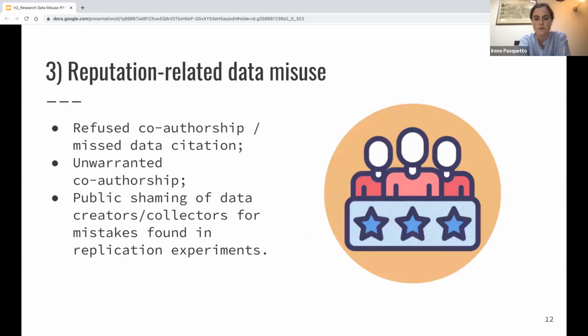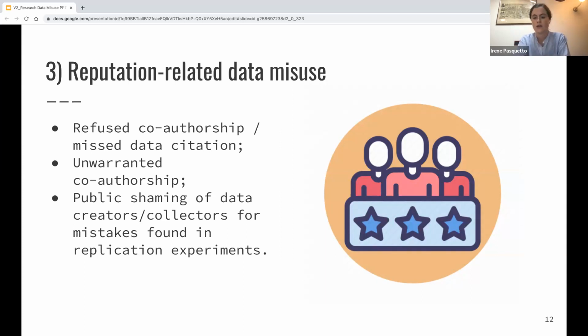So for example, a kind of data misuse that cannot really be prevented by the sole application of the FAIR principles is what we refer to as reputation-related data misuse. And this stood out to us because it was mentioned across all the literature that we looked at. So this is something that people seem to really care about. And it includes 3 sub-kinds of misuse. So first, instances in which data reusers do not give credit to data creators, either by not giving them some expected co-authorship or by not citing the dataset that they reused. But the opposite is also true: data reusers automatically adding data creators as their co-authors without data creators even knowing what the secondary analyses are about.